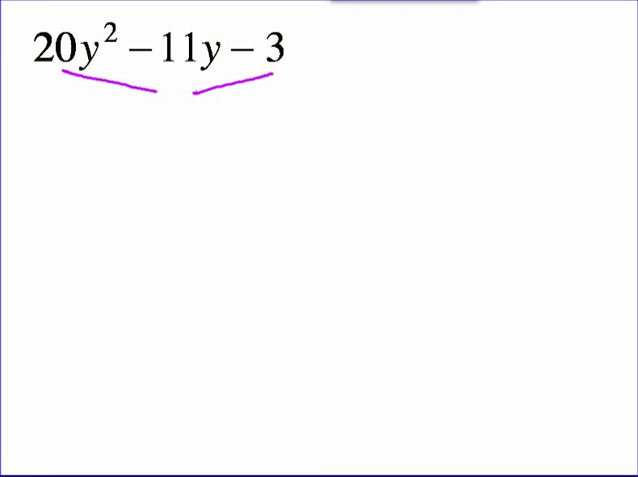Two factors of 60 that differ by, nope, don't do the negative, because we take care of the negative when we say they differ by. They differ by 11. So what are 2 factors of 60 that differ by 11? Can we use a calculator? Yeah. 4 and 15, very good. So now how do you get a negative 11 from 4 and 15? Negative 15 plus 4. Positive 4, good. So negative 15, positive 4.